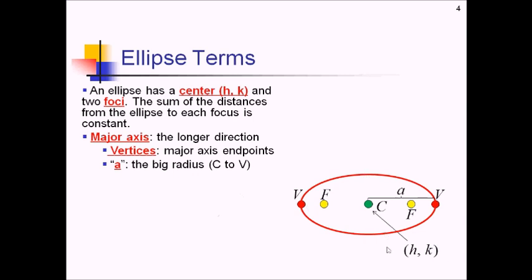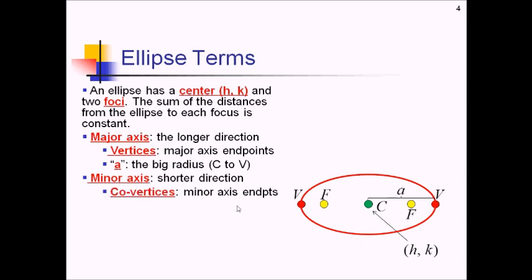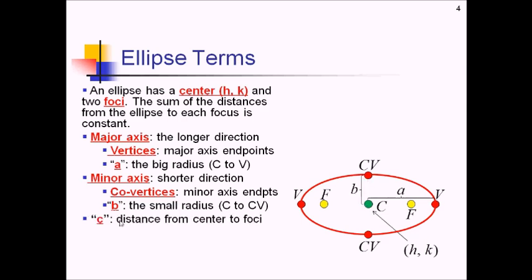Now, how about the other end? Well, the minor axis, that's our shorter direction. The endpoints of the minor axis are called the covertices. And if you want to talk about the distance from the center to each covertex, that's called the b value of the ellipse. You could think of the b value as the smaller radius. So the b value, for example, would be from here to here. We can also talk about the distance from the center to the foci. We'll call that the c value of the ellipse. And you notice that the foci and the vertices are on the major axis, whereas the covertices are not.